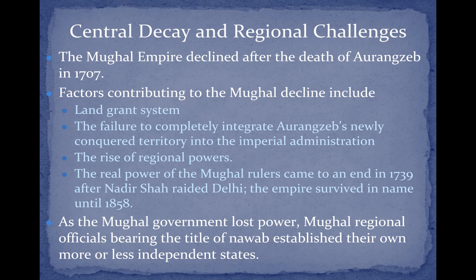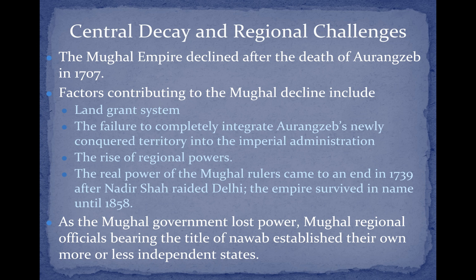As the Mughal government lost power, officials bearing the title of Nawab established their own more or less independent states. These regional states were prosperous, but they could not effectively prevent the intrusion of Europeans, such as the French, whose representative captured the English trading center of Madras and became a power broker until he was later recalled to France in 1754.